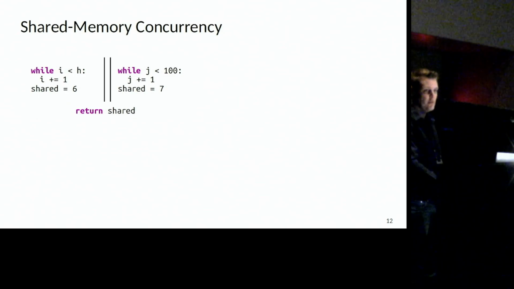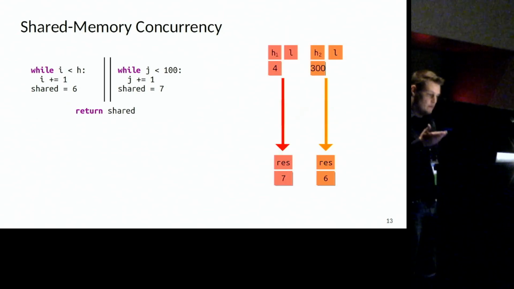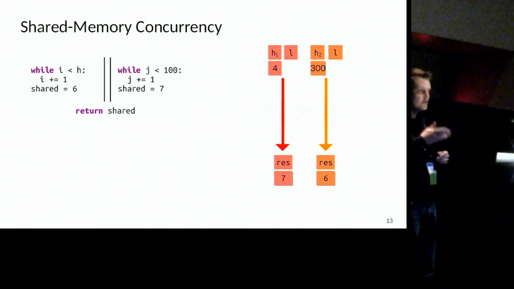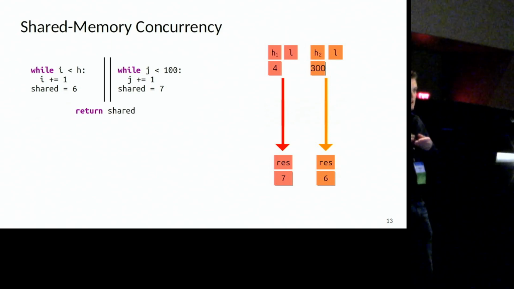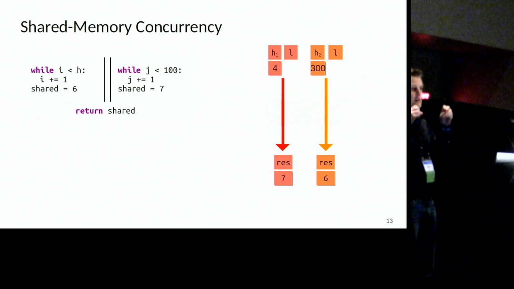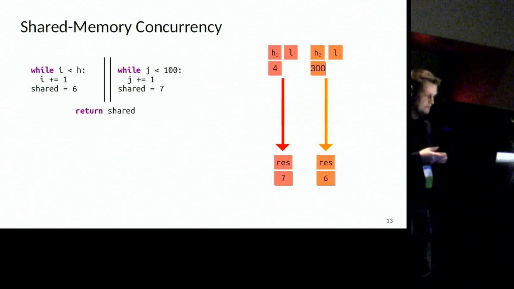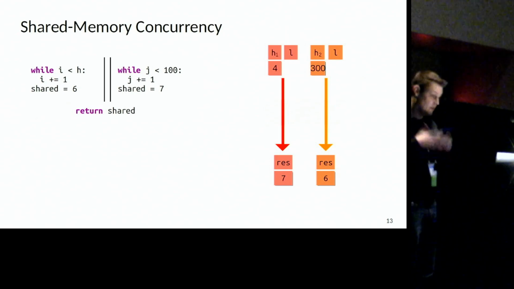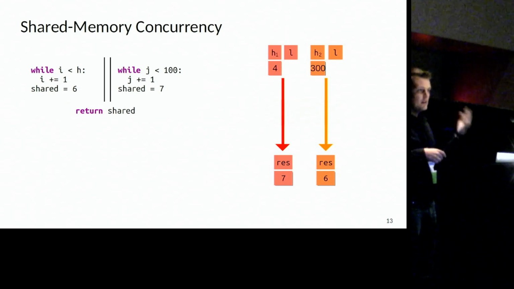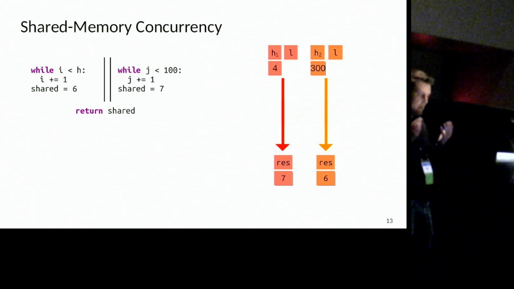But now, if we execute this program, the following happens. If we execute it with H having a really low value, like 4, then the loop in the left thread will terminate quite quickly, and the assignment of 6 to shared in the left thread will happen early. And will probably happen before the assignment of 7 in the right thread. So in a sense, the assignment in the right thread will win out and overwrite the other one, and we'll see the result 7. If, on the other hand, we pick a really large value for H, like 300, then the loop in the left thread will take longer, and its assignment will happen later and will likely see 6.